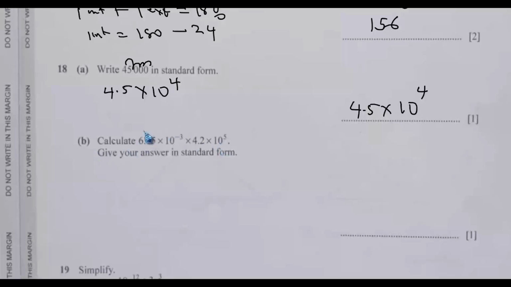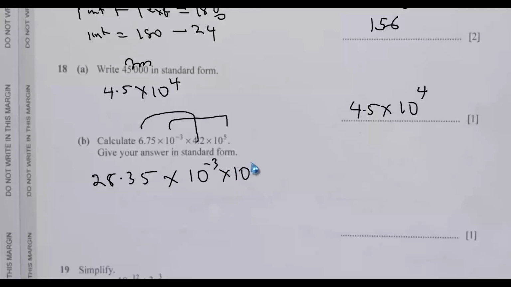So what you need to do is to multiply the decimal numbers. 6.75 times 4.2 gives 28.35. Then you need to multiply the powers of 10. That will be 10 to the power of negative 3 times 10 to the power of positive 5. You can apply the multiplication law of indices here.